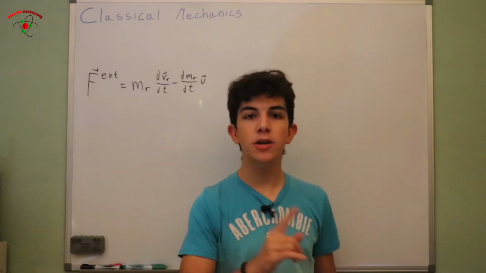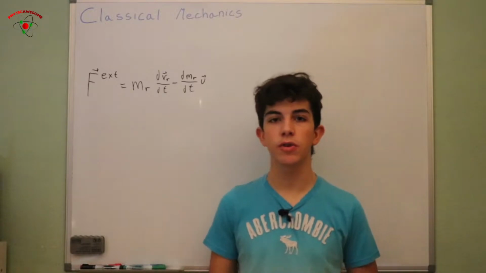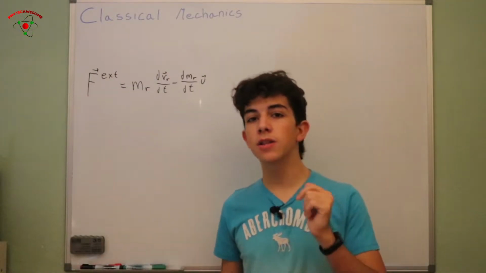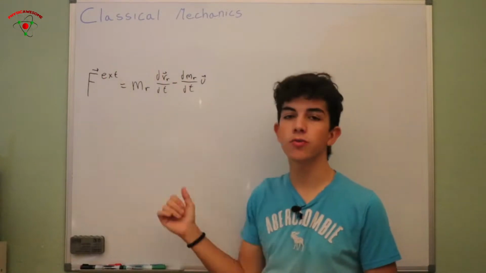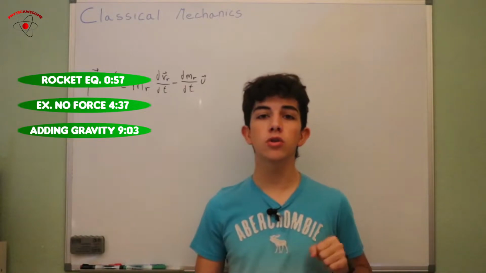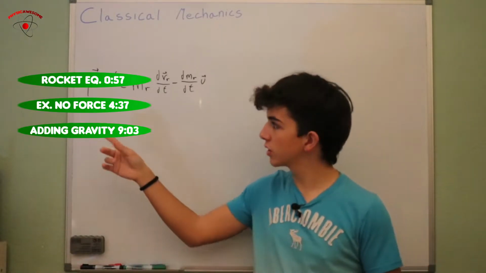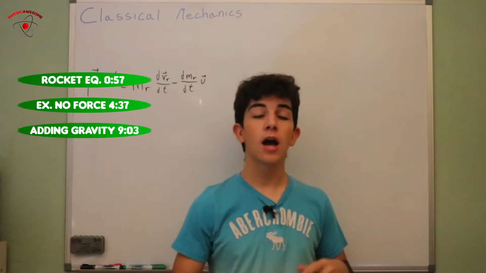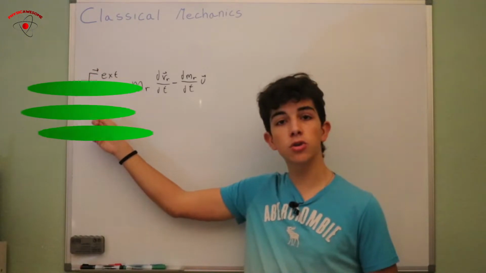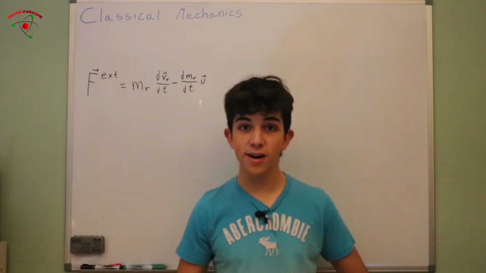Hey everyone, back to a new awesome video, and today we're going to continue with our series about classical mechanics. Last time we derived this rocket equation right here. Today we're going to understand it, and then we're going to use it in two examples. One in a space where external force is zero, and the other one on the surface of the Earth, when the external force is going to be gravitational force. So let's start!